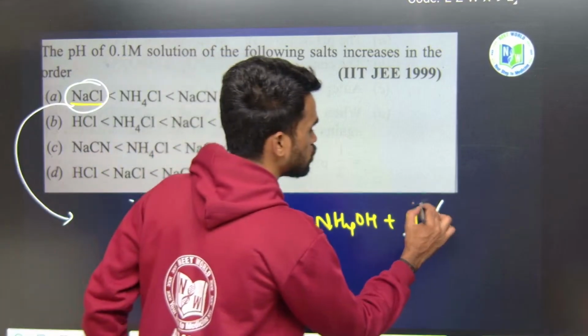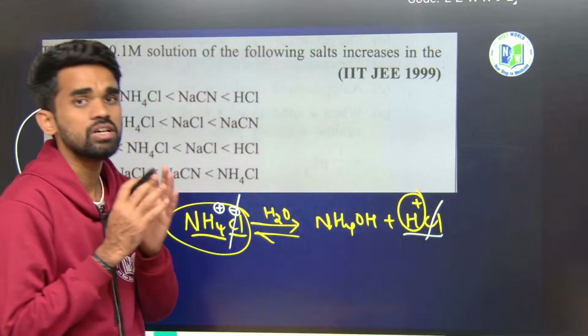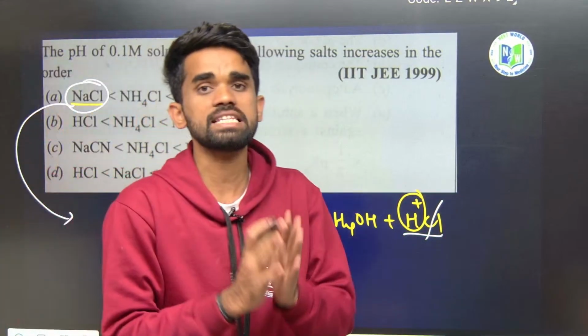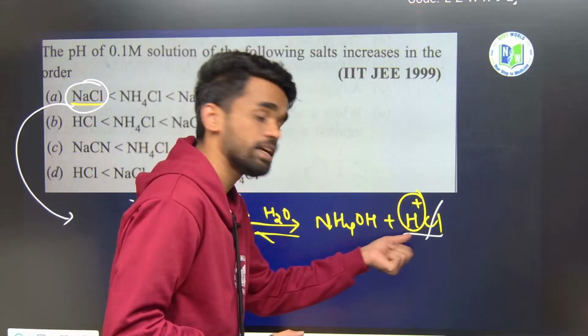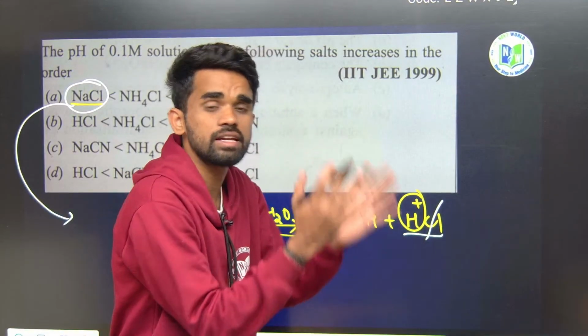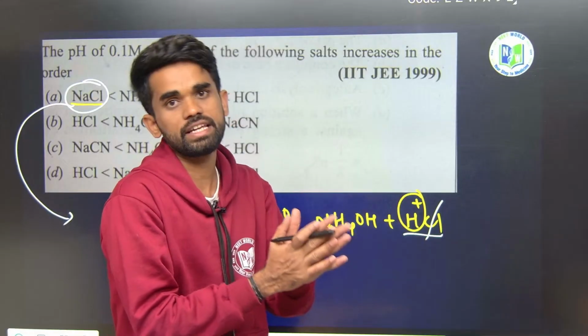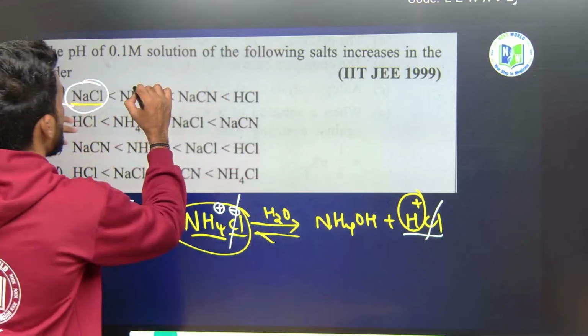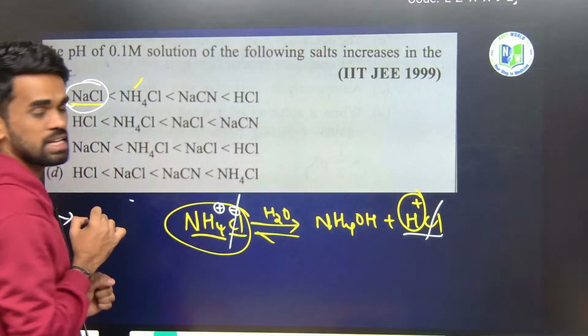Therefore, the resultant solution is having H plus ions, so it makes the solution acidic, because HCl is forming. The resultant solution is having a strong acid, so it will be acidic in nature. So the pH is definitely less than 7.